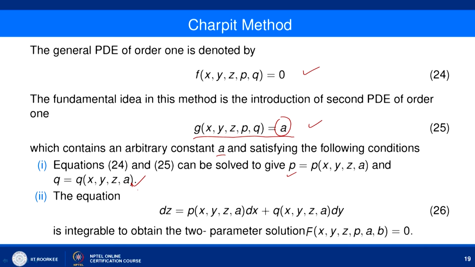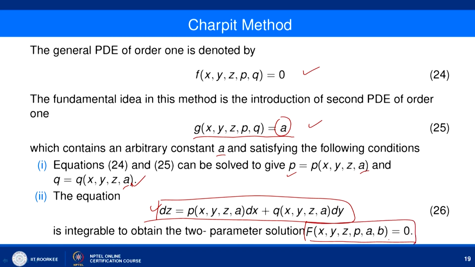p and q will also involve that parameter a, and then once we have the values of p and q, dz equal to p(x, y, z, a) dx plus q(x, y, z, a) dy is integrable exactly. So, when we find the solution, we have one more parameter, and our solution is given as f of x, y, z, p(x, y, z, a), b equal to 0 here, and this is given as a 2 parameter family of solutions, and we call this solution the complete solution.